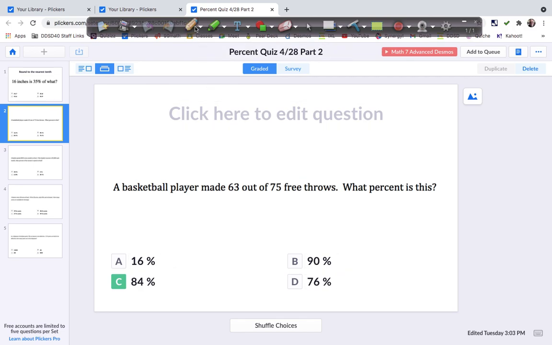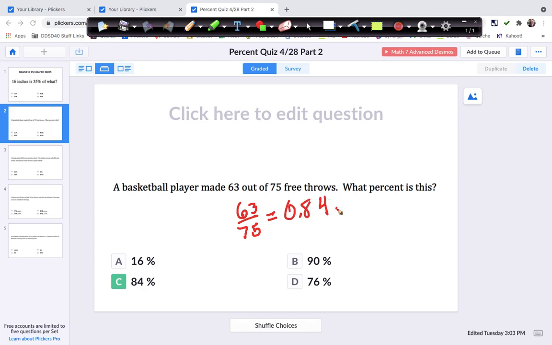Okay, so a basketball player made 63 out of 75. You can almost write it down as you read it. 63 out of 75. And so if we just do 63 divided by 75, then that's equal to 0.84. We multiply that by 100 to get to a percent. That's how we get a decimal to a percent. You just multiply by 100 and you get 84. So 84%.